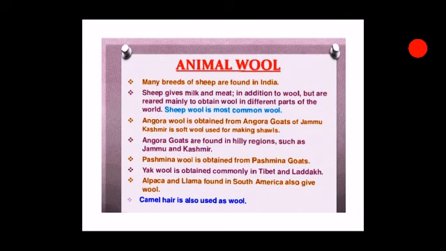Angora wool is obtained from the Angora goat of Jammu and Kashmir. It is a soft wool used for making shawls. Angora goats are found in hilly regions such as Jammu and Kashmir. So we can say that Angora wool is obtained from Angora goats, and Angora goats are generally in hilly regions, just like Jammu and Kashmir.